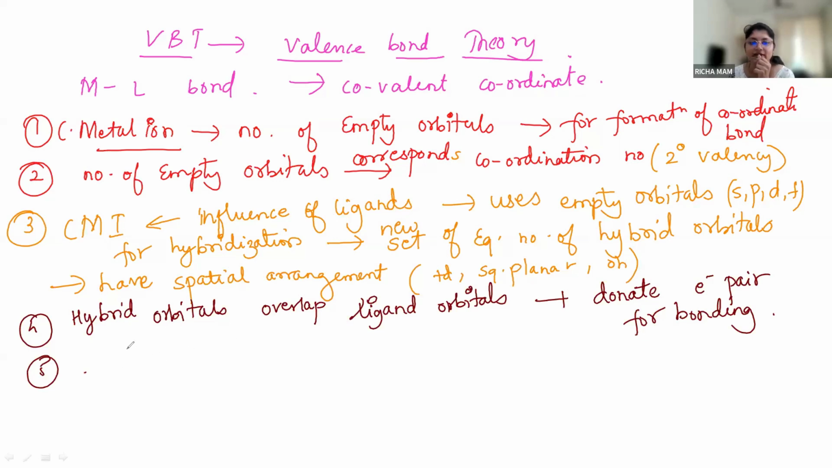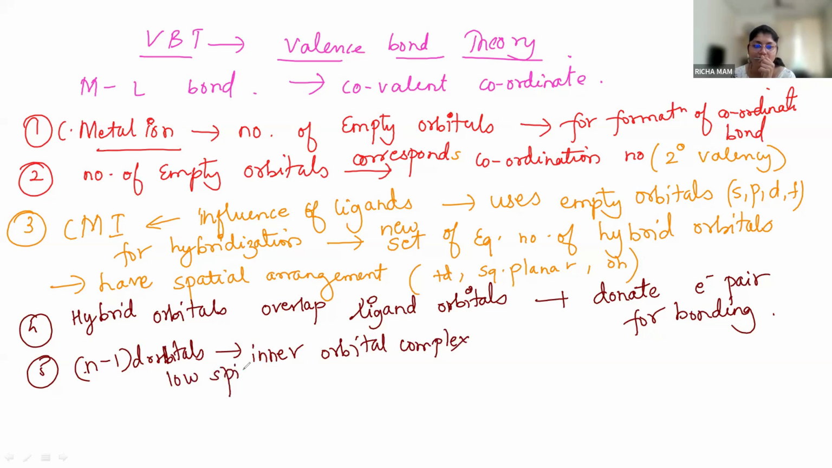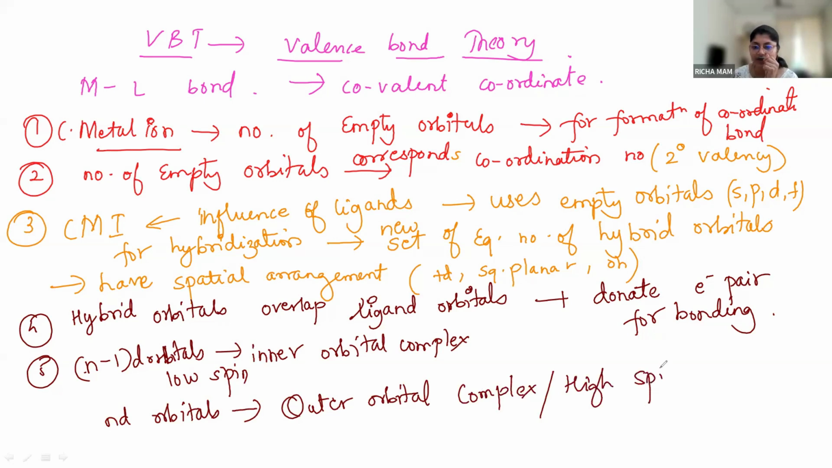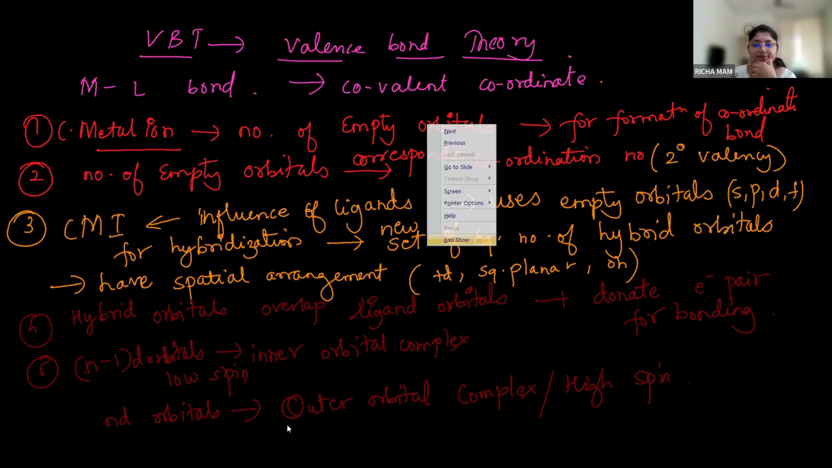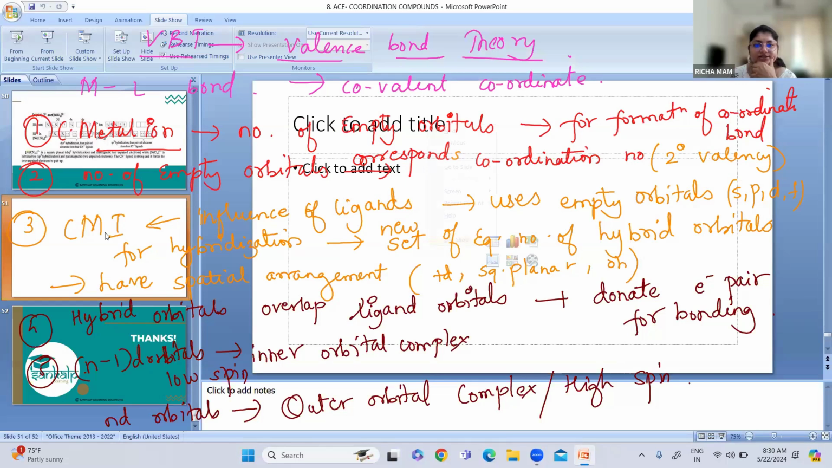While using the (n-1)d orbitals for hybridization, it forms an inner orbital complex, or what is called a low spin complex. And if you are using nd orbitals, then it gives rise to an outer orbital complex, or what is called a high spin complex. So this is about valence bond theory. Is it clear? These are the short points I have given you so that it will be understood. So we have discussed valence bond theory.